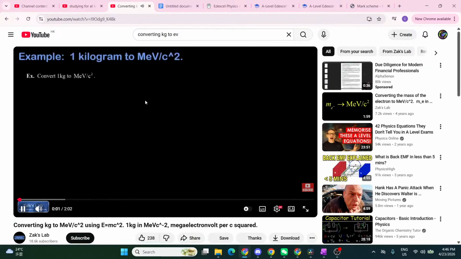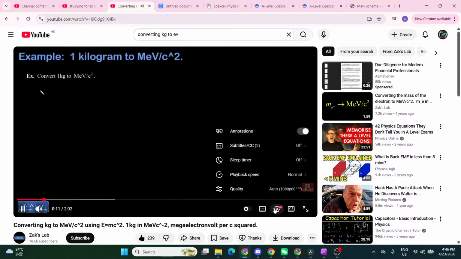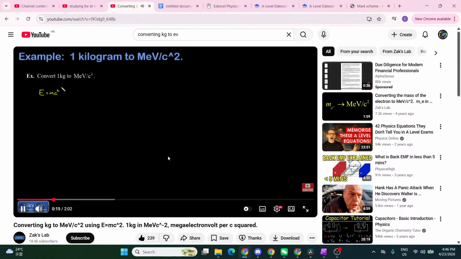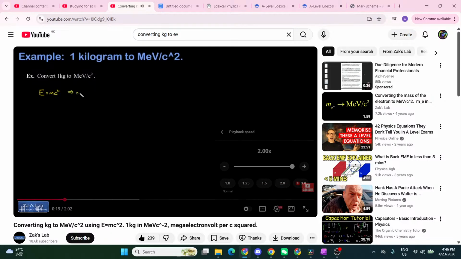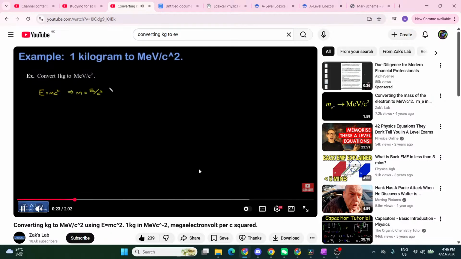In this video, we're going to convert 1 kilogram into these strange new units, mega electron volts per c squared. These are very common to use when we're doing nuclear physics calculations. Where this comes from is the famous equation E equals mc squared for the energy equivalence of a mass. We can also solve this for m: m equals E over c squared, and we'll use both forms of the equation as we do this conversion.